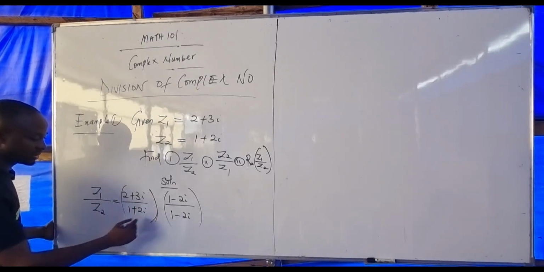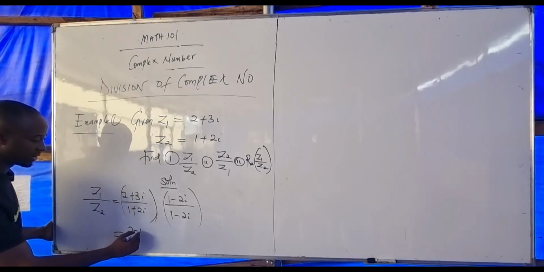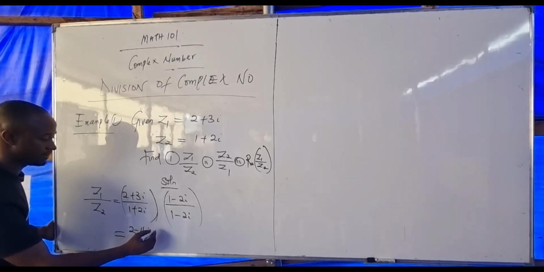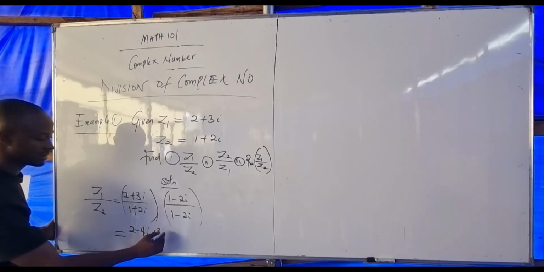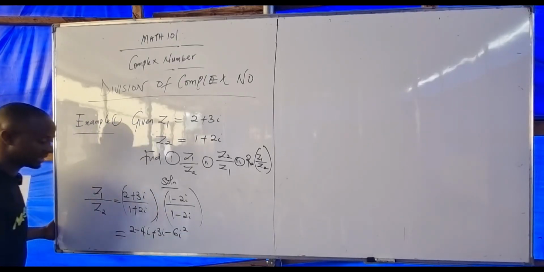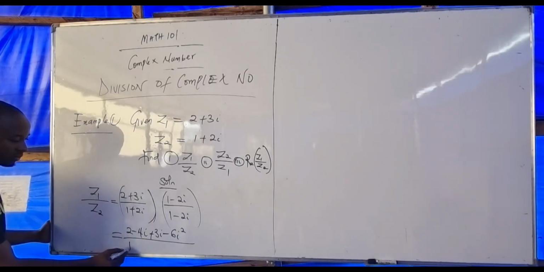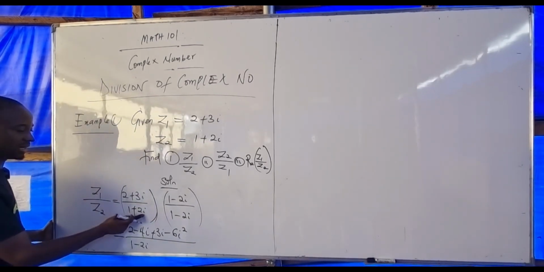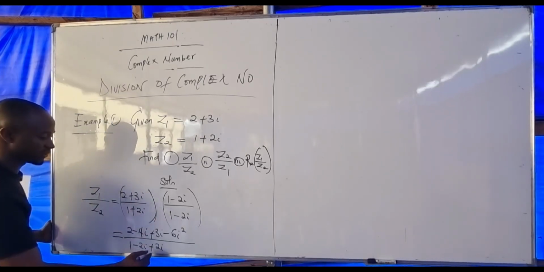What is 2 times 1? It's 2, right? What is 2 times minus 2i? Minus what? 4i. 3i times 1 is what? 3i. 3i times minus 2i is what? Minus 6i squared. Are you there? All divided by what? What is 1 times 1? 1. What is 1 times minus 2i? Minus 2i. 2i times 1 is what? Plus 2i.